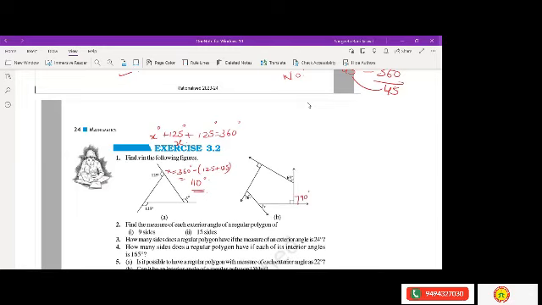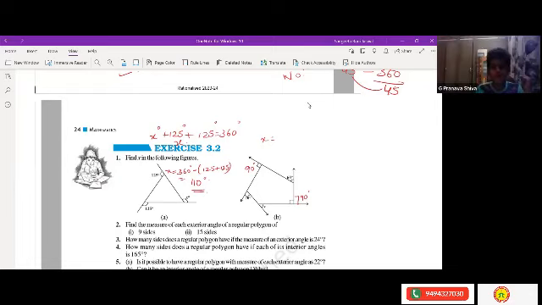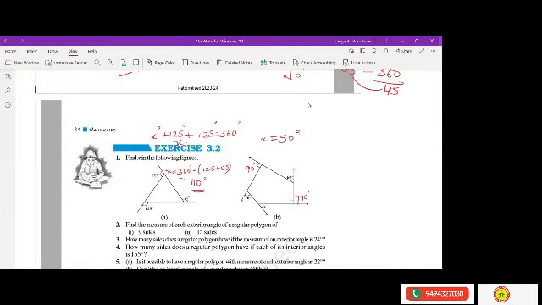And this angle here, it's given here, this is 90 degrees. Right? So find the value of x in this now. What is x here? Ma'am, 50. Okay, very good. So that's correct. Right? 50 degrees.